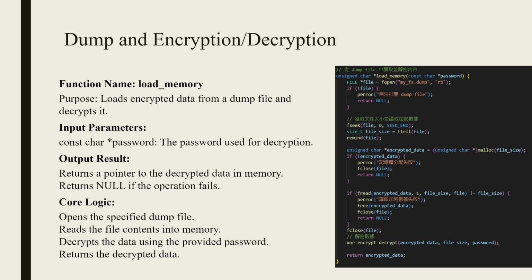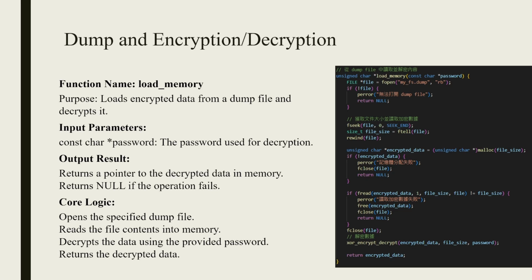The next part will allocate the memory. It will dynamically allocate the memory for the file's contents. It will handle the allocation failure by closing the file and exiting. Next part will read the file's content. It will read the entire file into memory and check for completeness. Next part will decrypt the data. It calls our encrypt decrypt function to decrypt the loaded data using the provided password. The final part will return the decrypted data. It returns the pointer to the decrypted data for further use.